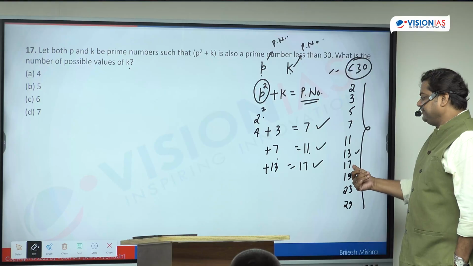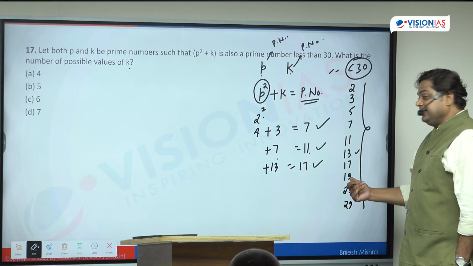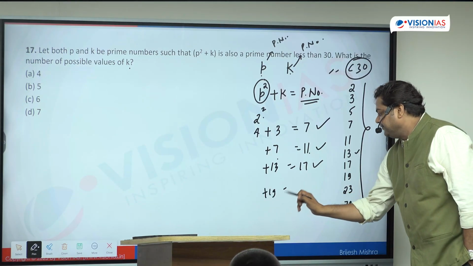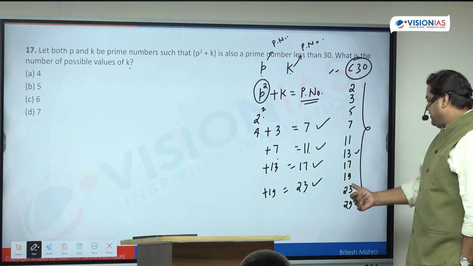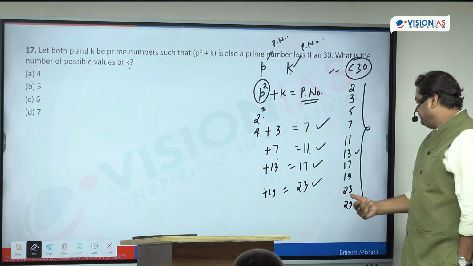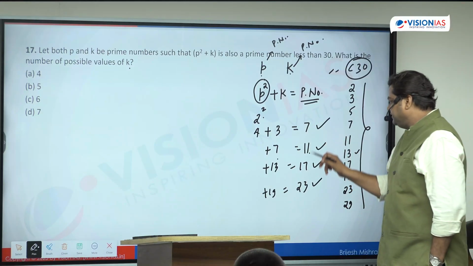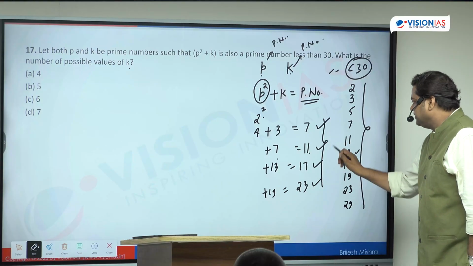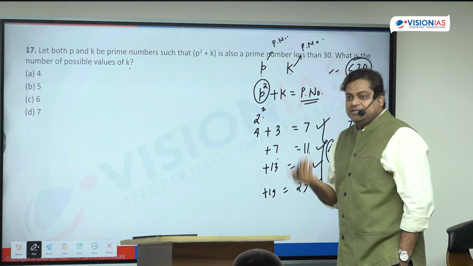After 13, 17. 4 plus 17 is 21, no. 4 plus 19, we are getting 23. This is also a possibility. After 19, 23. 23 plus 4, 27? No. 29? No possibility. So how many possibilities? 1, 2, 3, 4 possibilities we are getting here. But we cannot stop here, because P's value can be 3 also.